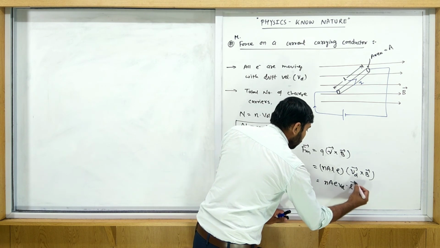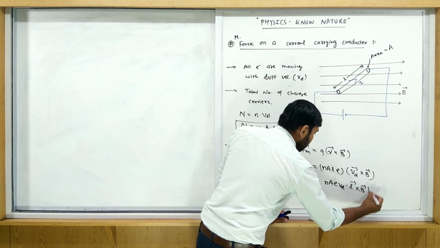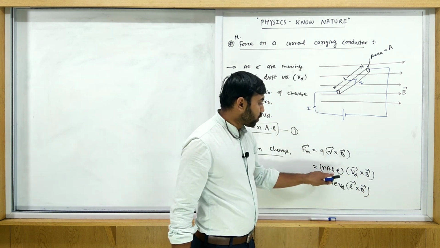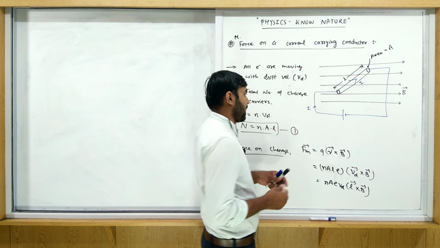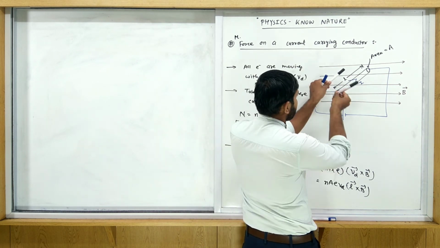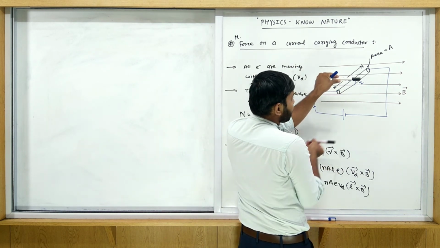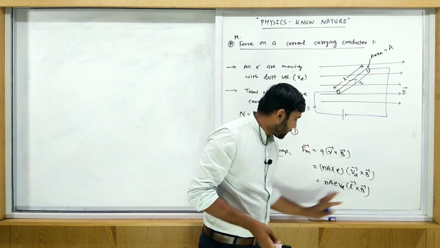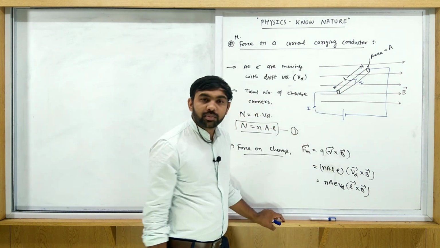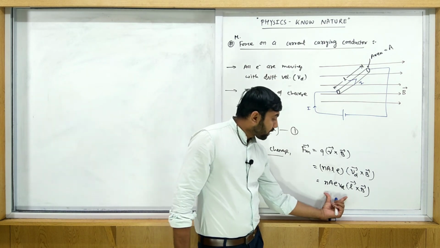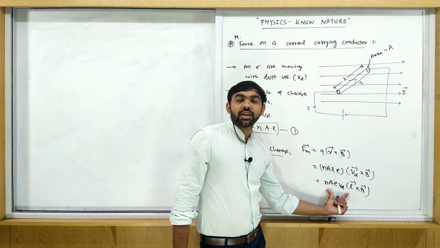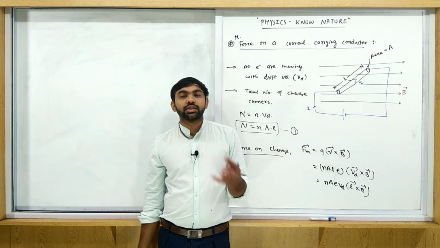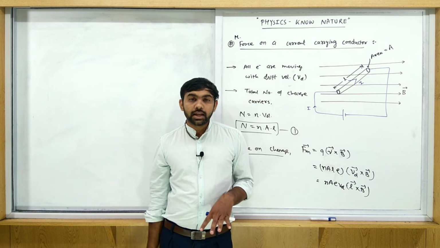N a e Vd into L cross B. It means you give the vector sign of Vd to L, because both have the same direction. See, L is this one, Vd is this one. If the conductor is like this, L is this one, Vd is this one. Both are the same, so you just change the sign like this. So what is n a e Vd? This is the equation of current. I is equal to n a e Vd, from current electricity. If you consider any conductor and current flows through it, then current is given by n a e Vd.